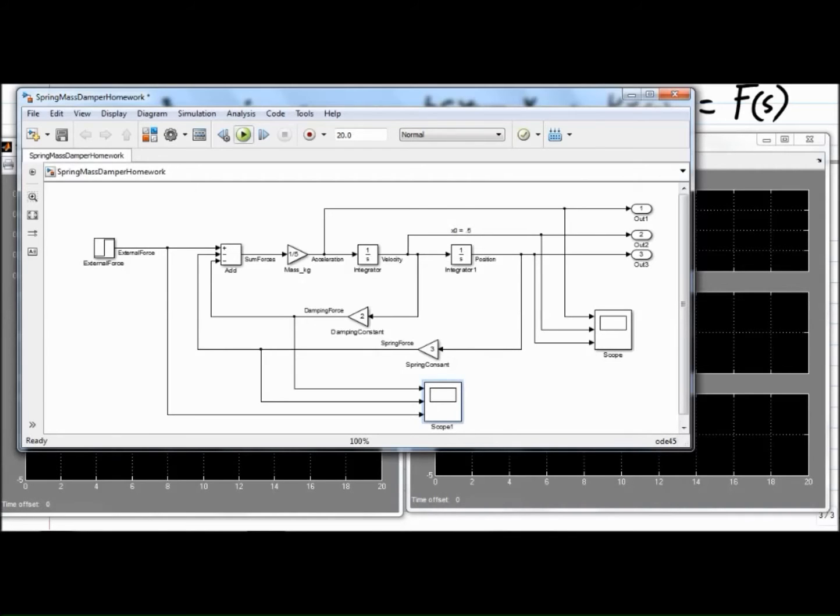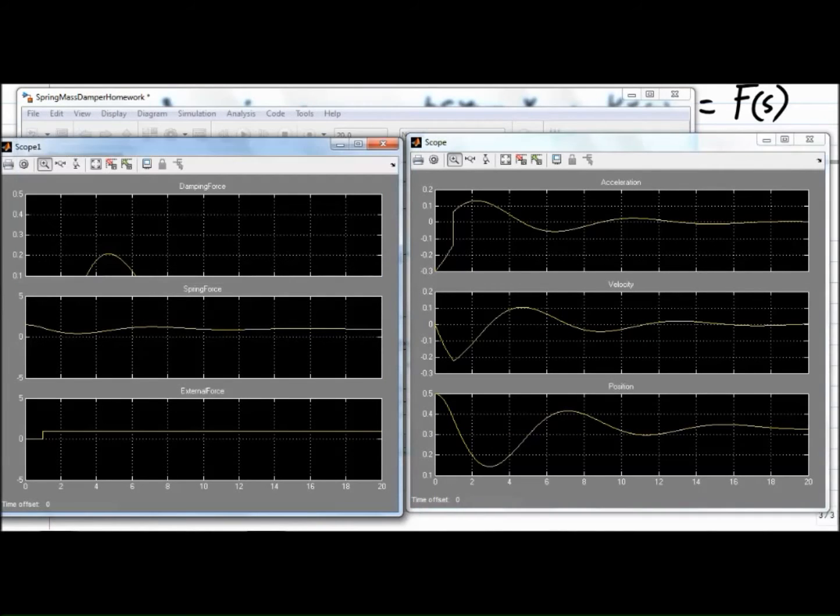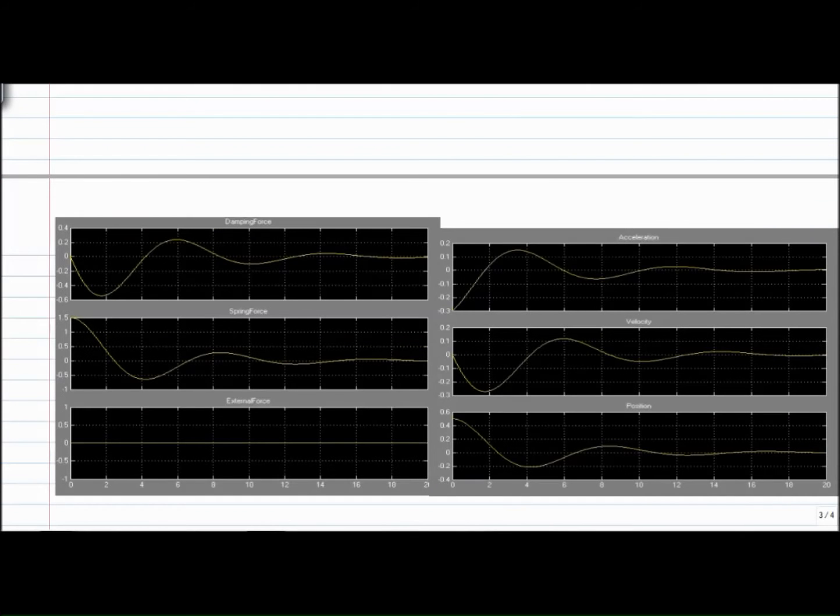If I run this, I can hit my square here to get these to pop up nicely. Okay, so we have the response here pasted into my journal so we can draw on it. Unfortunately, those lines are kind of skinny, but let's talk about the external force here, which remains 0 the whole time. The spring force has an initial value here of 1.5 because we have this initial displacement. The position here is at 0.5. So there is an initial force here. Since the initial velocity is 0, my initial damping force is 0.